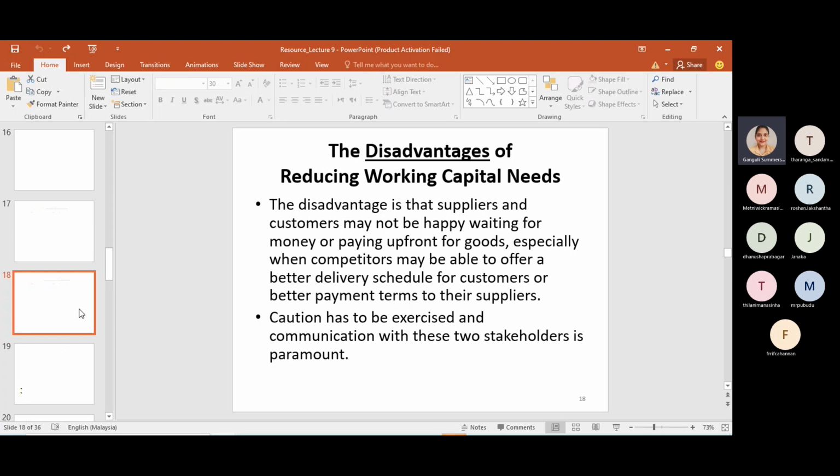Okay, so if you ask your suppliers to wait for money, then there is a possibility that you will end up losing your suppliers as well. The suppliers might leave the company. So that is a disadvantage. So if you think you need more time to settle the payments to your suppliers, then you should have really good communication skills to talk to your suppliers and come to an agreement. In such cases, you should have really good communication skills to negotiate with them.